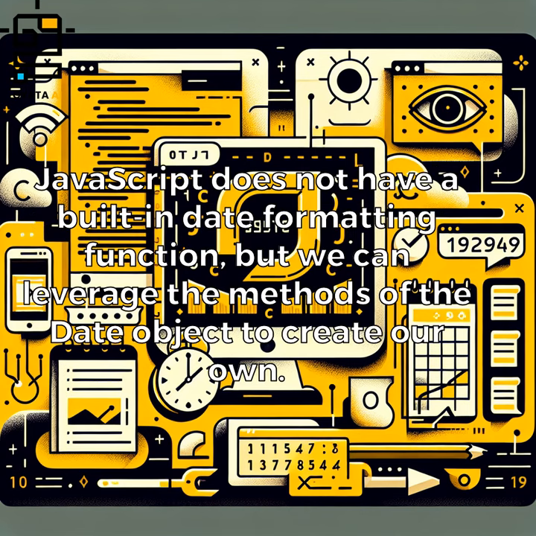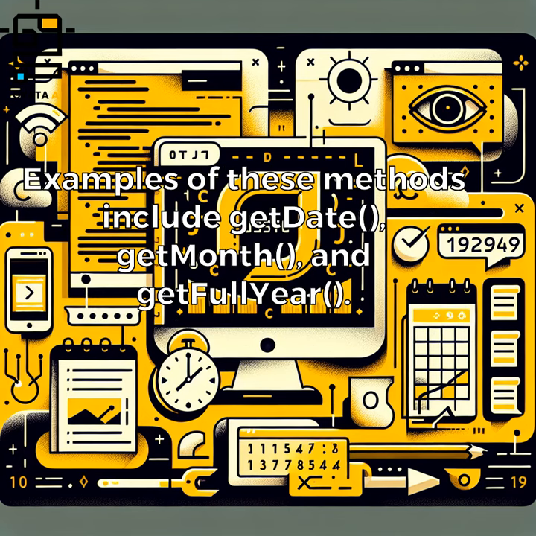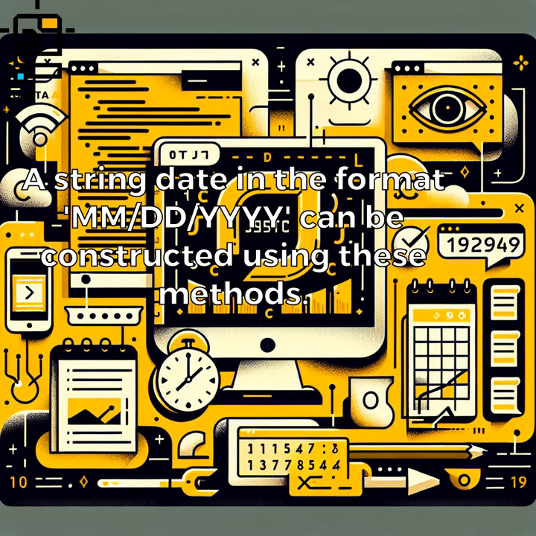Formatting dates. JavaScript does not have a built-in date formatting function, but we can leverage the methods of the Date object to create our own. Examples of these methods include getDate, getMonth, and getFullYear. A date string in the format MM/YYYY can be constructed using these methods.